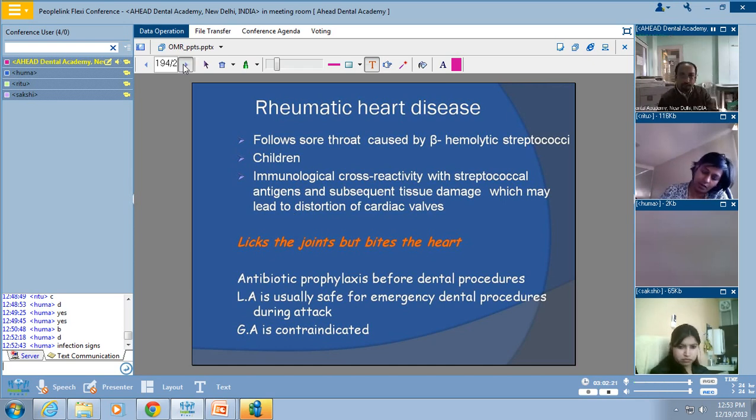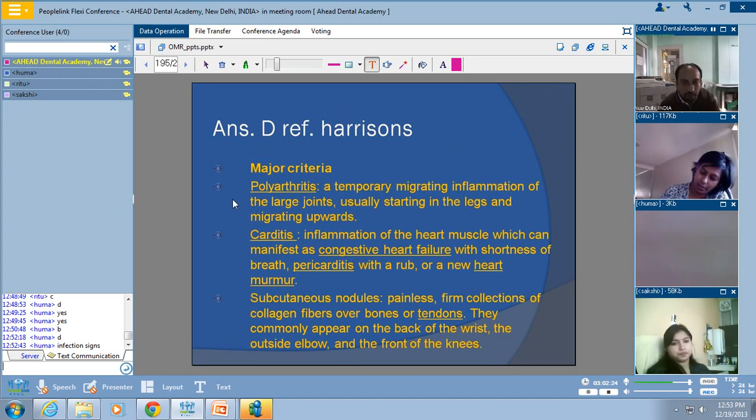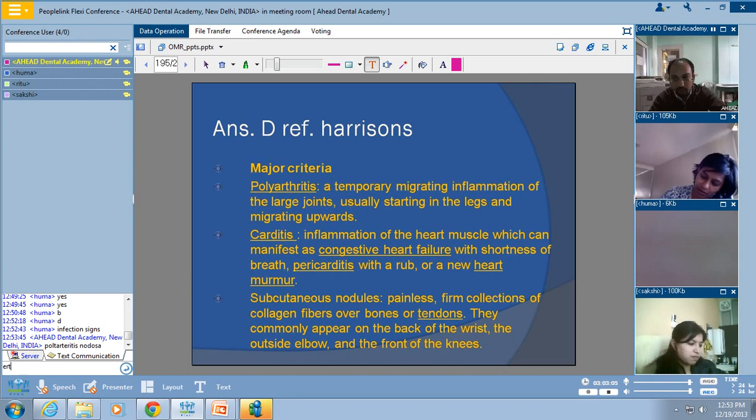So one of you had written infection signs. Well, this is what happens in this condition: polyarthritis, carditis, pericarditis, and a new heart murmur is seen. Polyarthritis nodosa is also coexistently seen in patients with rheumatic fever, okay, and skin changes are also seen in this, okay.